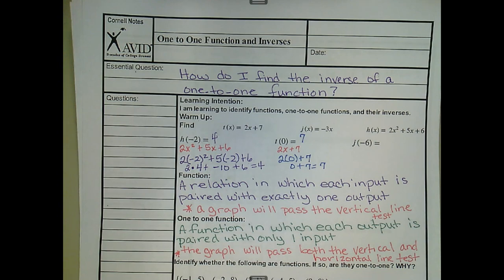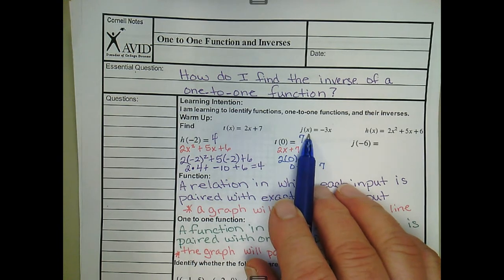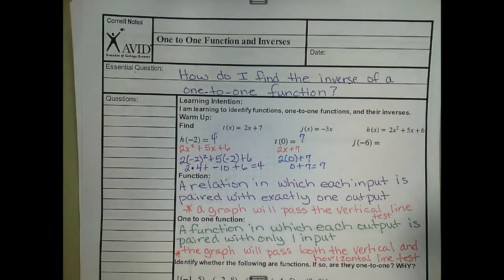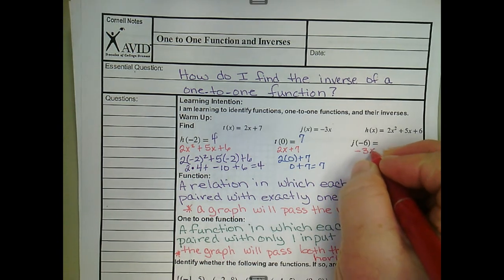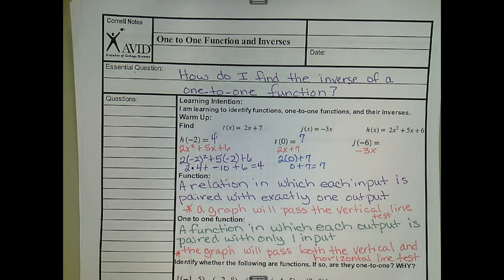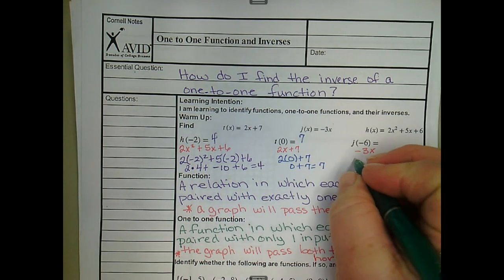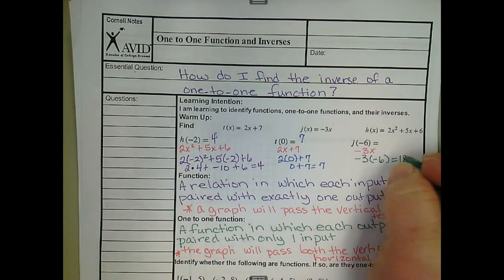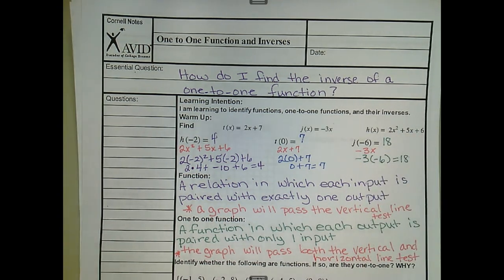And finally, which is the last one we're going to use, the only one we've not used yet? J evaluated at x is equal to -3 times x. But I know that x is -6. So -3 times -6 gives me +18. When I take my function j and evaluate it with -6, I get the number 18 as my output.